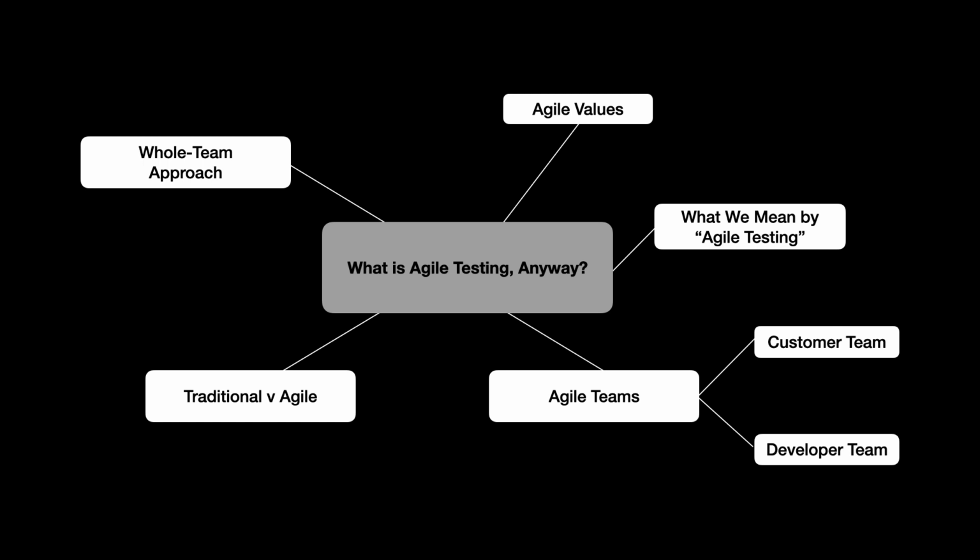In the first chapter, we'll take a look at the Agile values that should guide us in building good quality software. We'll highlight the whole team approach towards quality, what we mean by Agile testing, the differences between traditional versus Agile models, and the interactions between the two sub-teams of Agile, which is the customer team and the developer team.